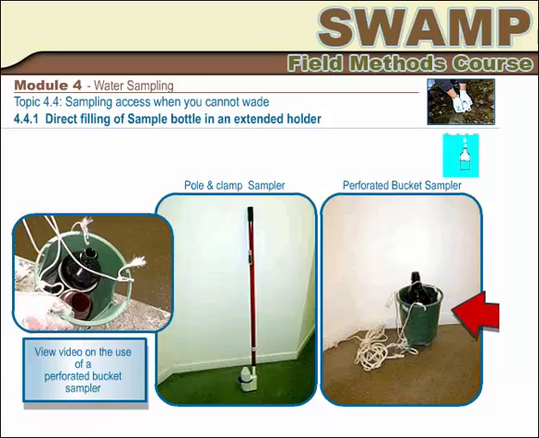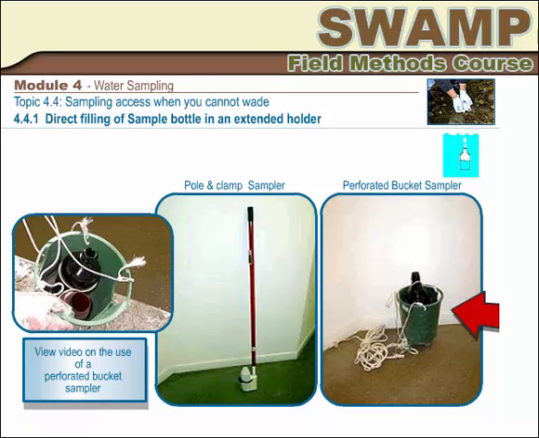The perforated bucket sampler can hold larger and heavier glass bottles that you may need to fill for organics or toxicity tests, and it can hold more than one bottle at a time. The perforated bucket sampler is often used to collect water from bridges or hydromodifications. It is a great way to sample the centroid of the flow when there is no access from the banks.